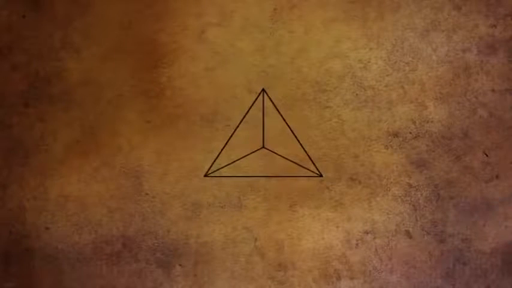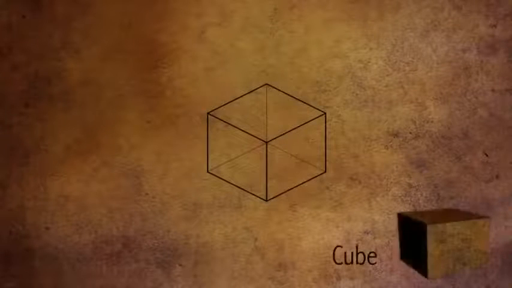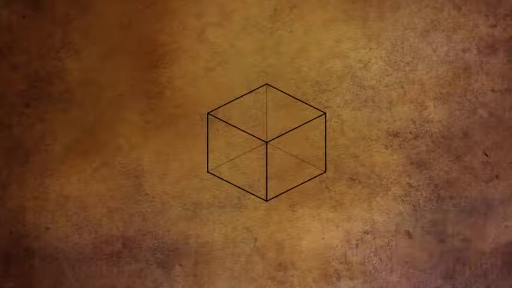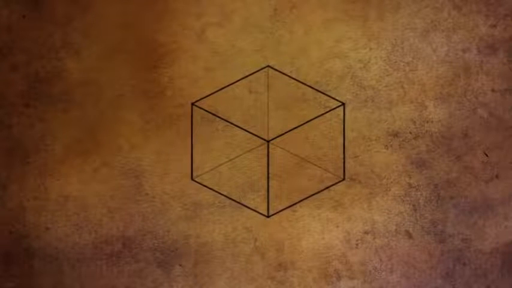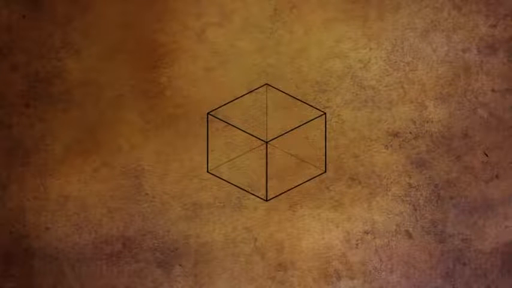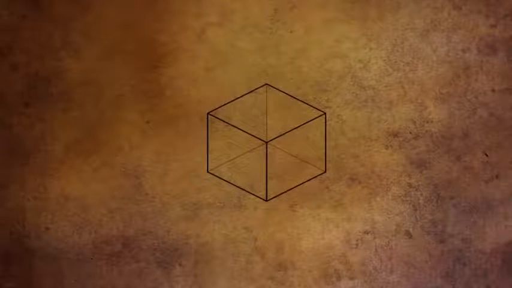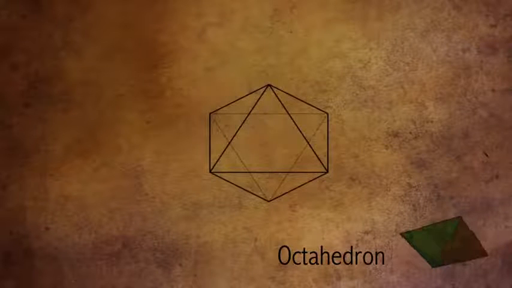Next, we have the cube, whose six 360-degree squares totals 2160. What does it sound like? 2160 is a high C sharp, and as you will see later, a very interesting number for other reasons as well. Next up is the octahedron. Constructed of 8 triangles, this shape totals 1440, which is another perfect F sharp higher up the scale.